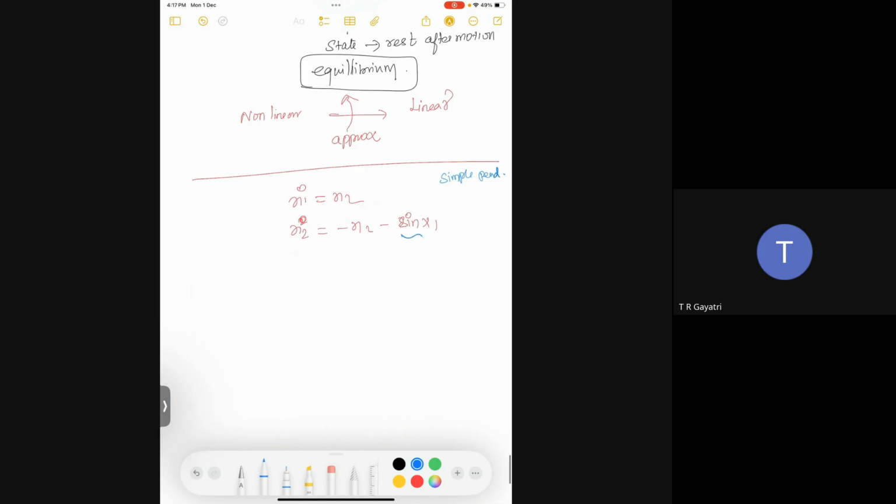Now we find non-linearity here. So far we have seen only x1, x2 or a x1, b x2. Nothing like sine. Now it has become inherently non-linear. Now we want to approximate the system around its equilibrium point. The point is to find the equilibrium point first.